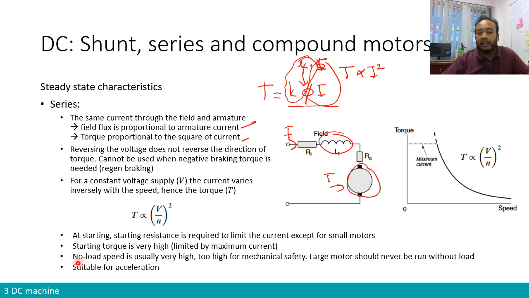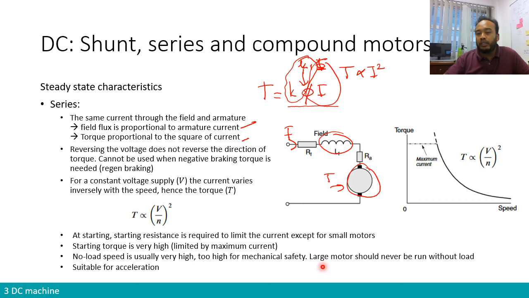And then regarding the no load speed, if you have no load, the no load speed is very high. You can rotate at a very high speed, but of course it will be somehow limited due to mechanical safety, because when you rotate a shaft, you have a centrifugal force, and your machine might disintegrate if the structure is not strong enough to withstand that speed.